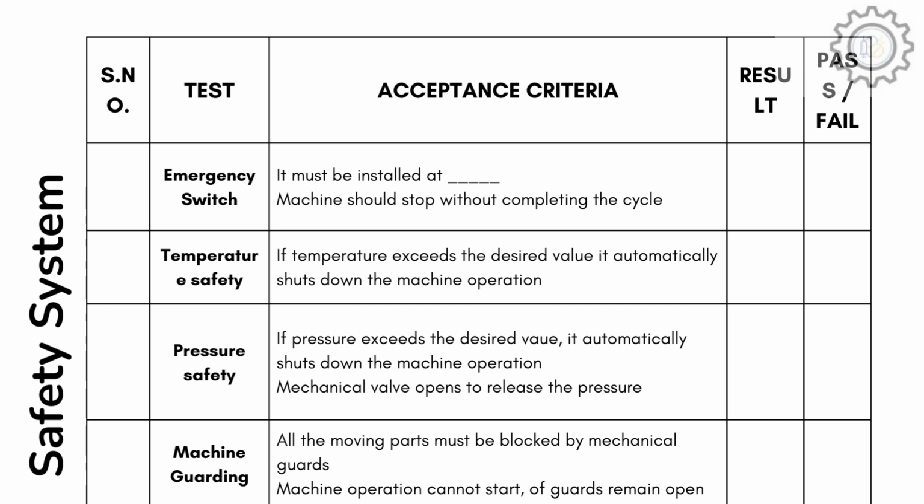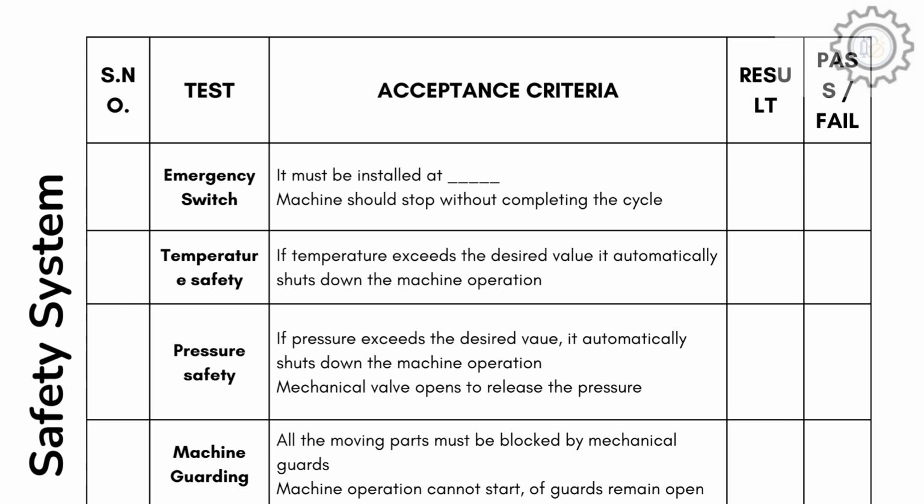For the temperature safety system, the acceptance criteria can be if temperature exceeds the desired value, it automatically shuts down the machine operation. For the pressure safety system, acceptance criteria can be if pressure exceeds the desired value, it automatically shuts down the machine operation. Additionally, mechanical safety valves open to release the pressure.